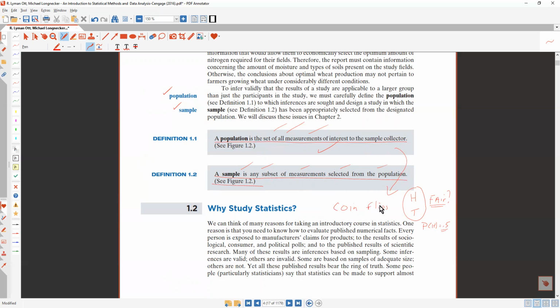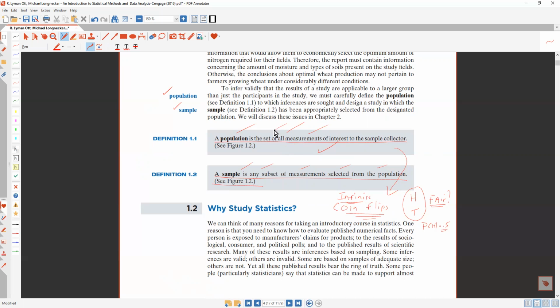Well, the set of all measurements is the total number of coin flips, right? It's the total number of coin flips. In most cases, that's how we would define that population. We could, if we wanted to, define it as being 100 coin flips or 1,000 coin flips. But really, when you think about it, we would like to know how all those coin flips behave. So we could say that our population here is infinite in size. It's infinite in size because you can keep flipping that coin forever.